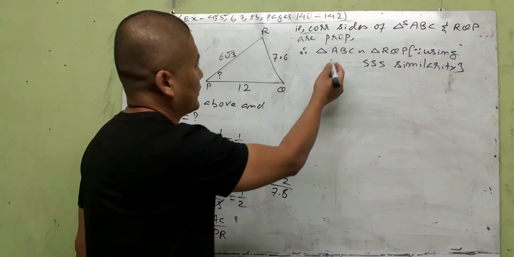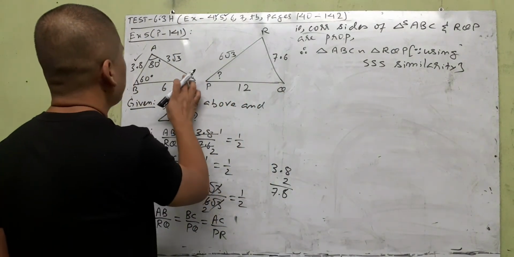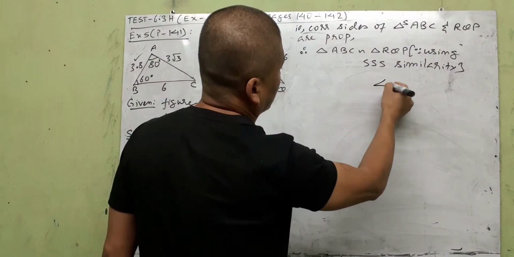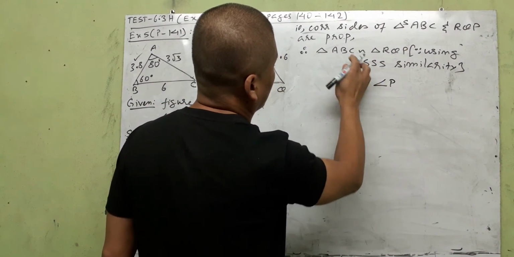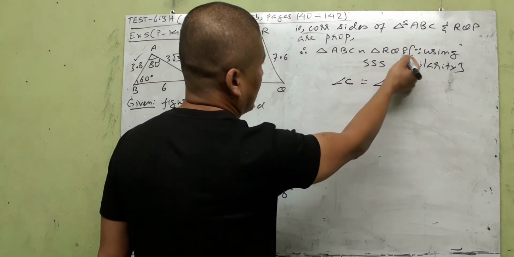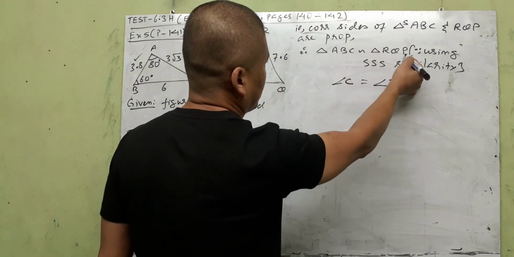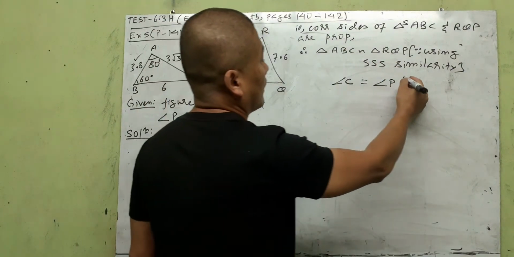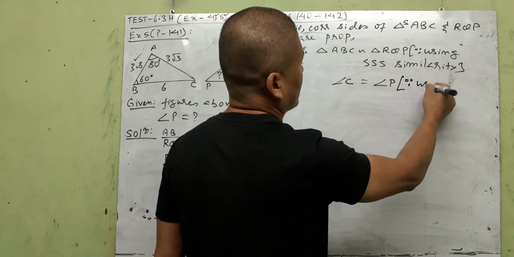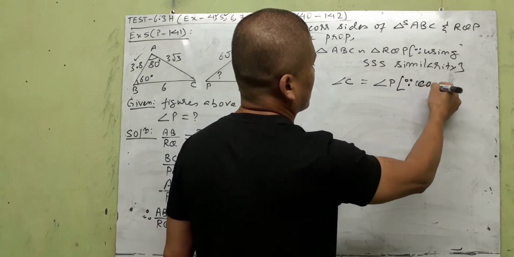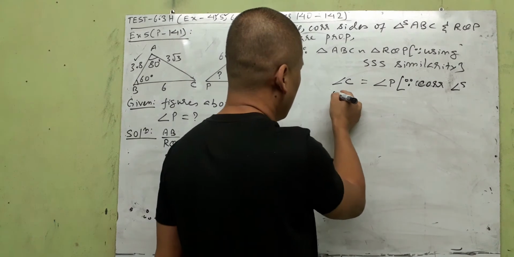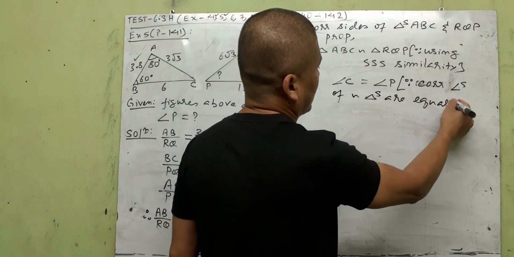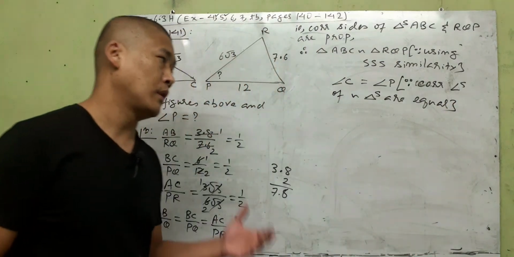So let us write these corresponding angles. We are asked to find this angle P. Angle P, the third letter, will correspond to the third letter, angle C. P is third, so that is the corresponding angle. The second letter is not needed, we need only that. So we write here, since we know corresponding angles of similar triangles are equal. Corresponding angles are equal, corresponding sides are proportional.